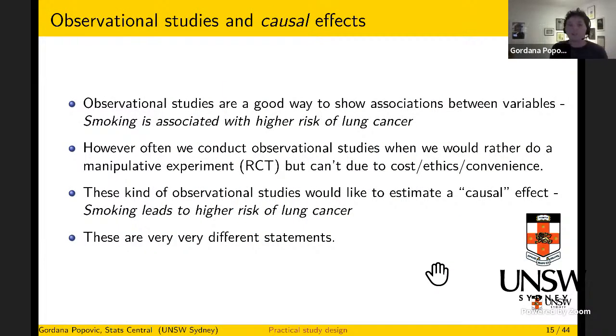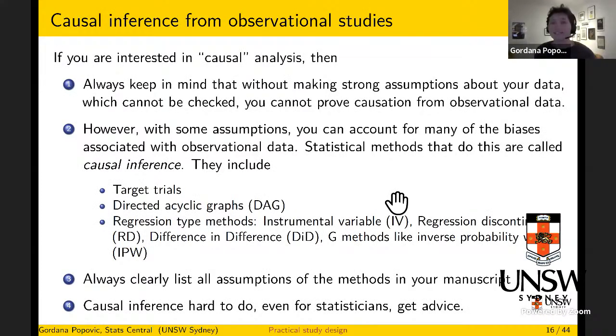So observational studies are a good way to show associations between variables. So if you want to make a statement like smoking is associated with high risk of lung cancer, they're good for that. But often they are conducted when what we'd rather do is a manipulative experiment, like a randomized clinical trial, but you can't do that due to cost or some other reason. For these kinds of observational studies, what you'd really like to do is estimate a causal effect, something like smoking leads to higher risk of lung cancer. So that's what you'd really want to be able to do. And that's very different from smoking is associated with a high risk of lung cancer. And so if you want to do that kind of thing, what you're interested in is a causal analysis.